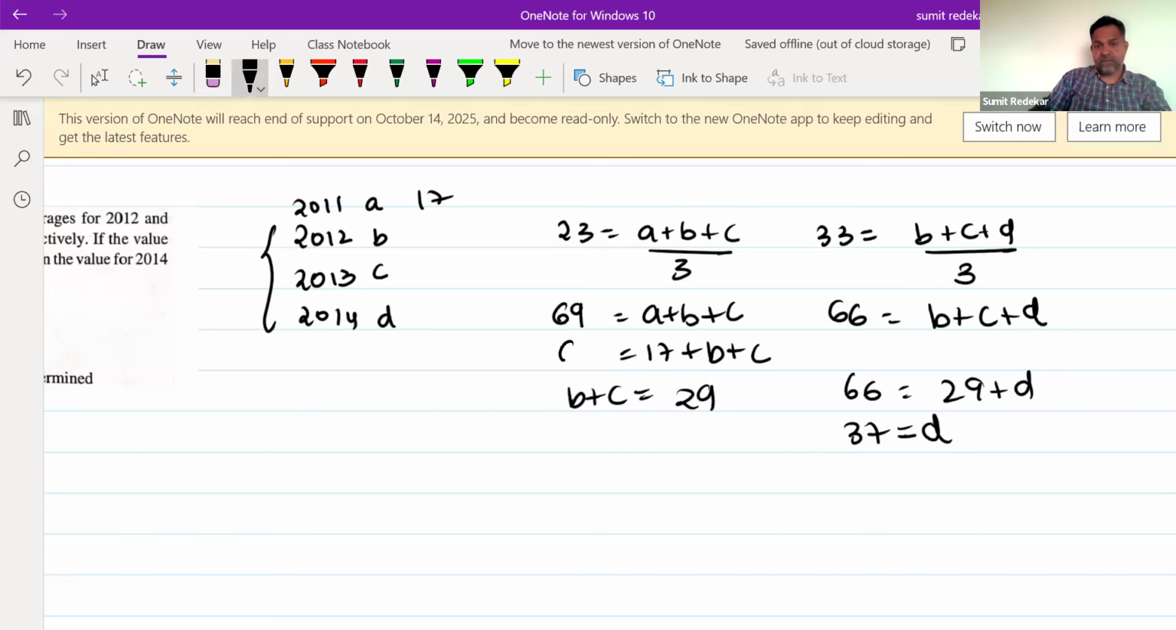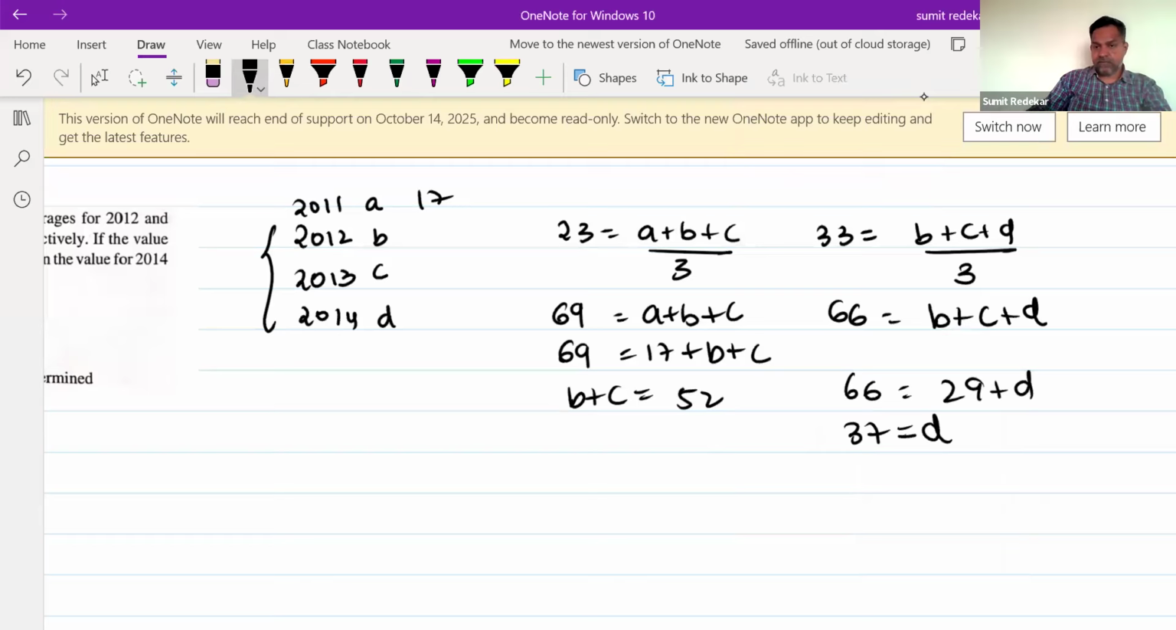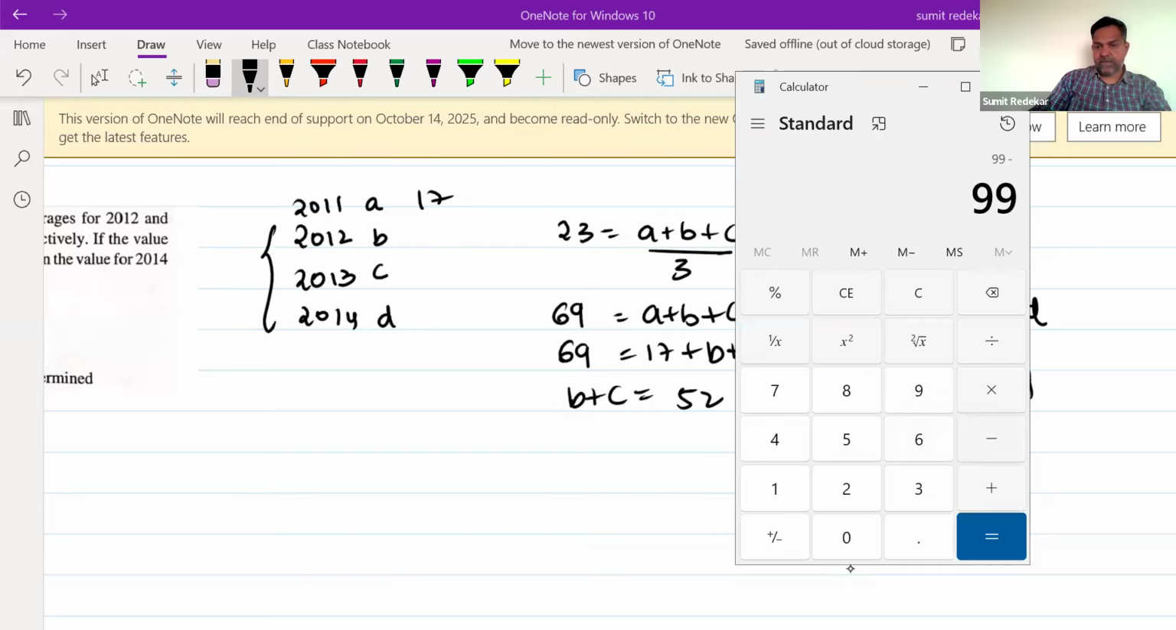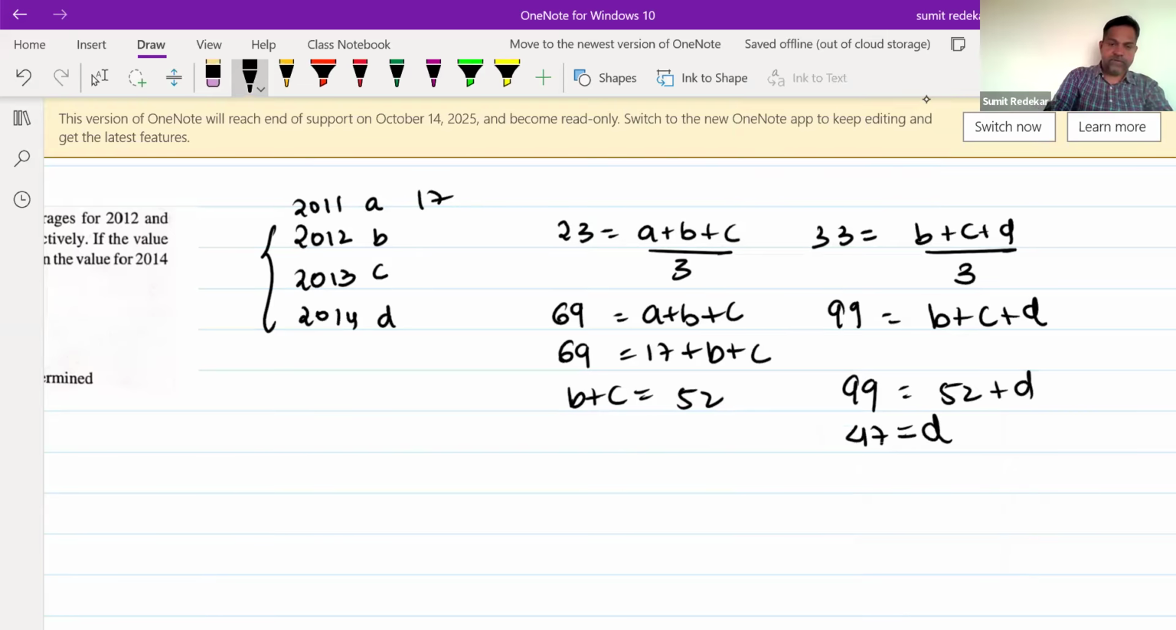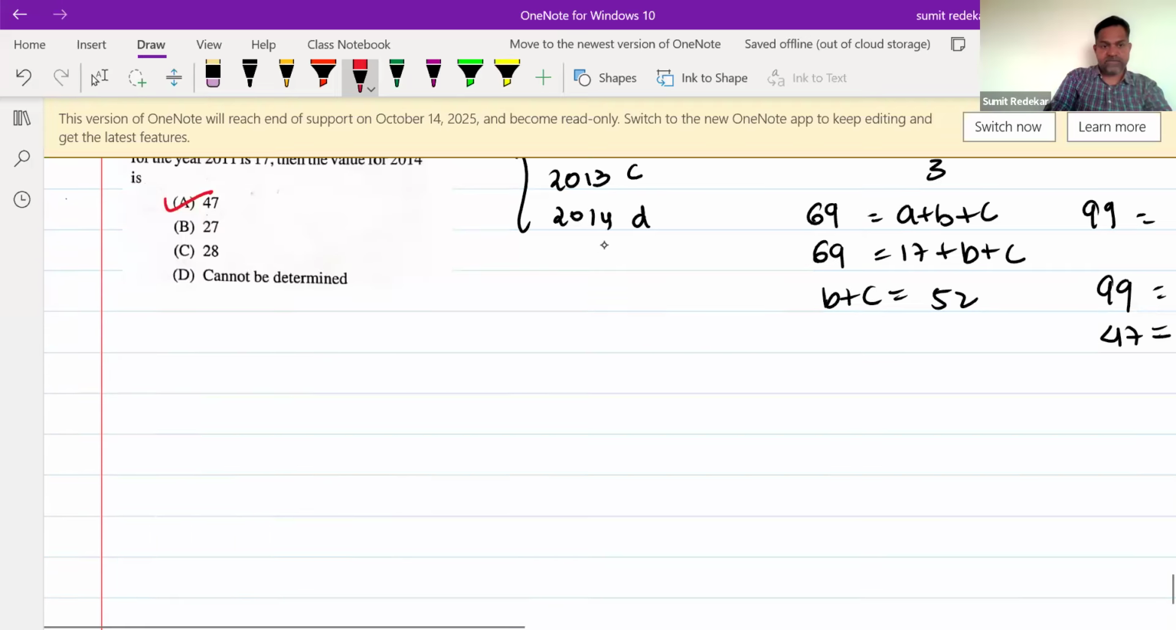This is 69, 69 minus 17 is 52. This is going to be 99. So this is 99. 99 minus 52 is 47. Correct. So D is equal to 47. Sorry, मैंने divide by 2 कर दिया था. A is going to be the answer, 47.